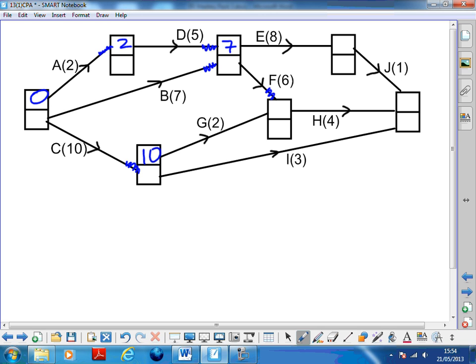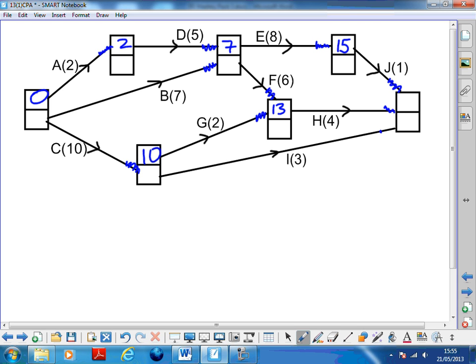This one's got two things going into it. 7 add 6 is 13, 10 add 2 is 12, I want the biggest thing, so that's 13. This one's only got one going in, so that's easy. 7 add 8 is 15. And this one has got three things going in.